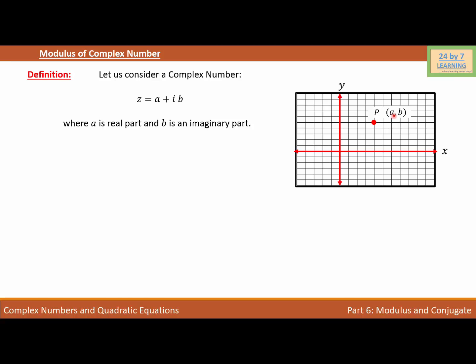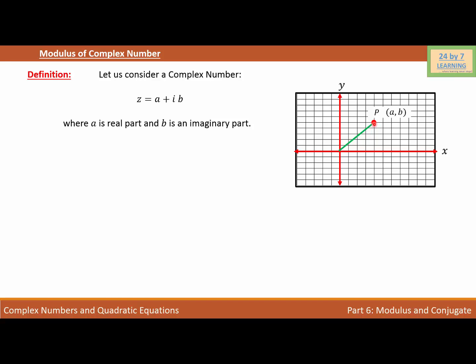If I want to find the magnitude of this complex number, I need to connect point P with the origin. So this will be my complex number represented by z equals a plus ib, where the real and imaginary parts can be written as an ordered pair and denoted by point P. What I want to do is find the magnitude of the complex number.